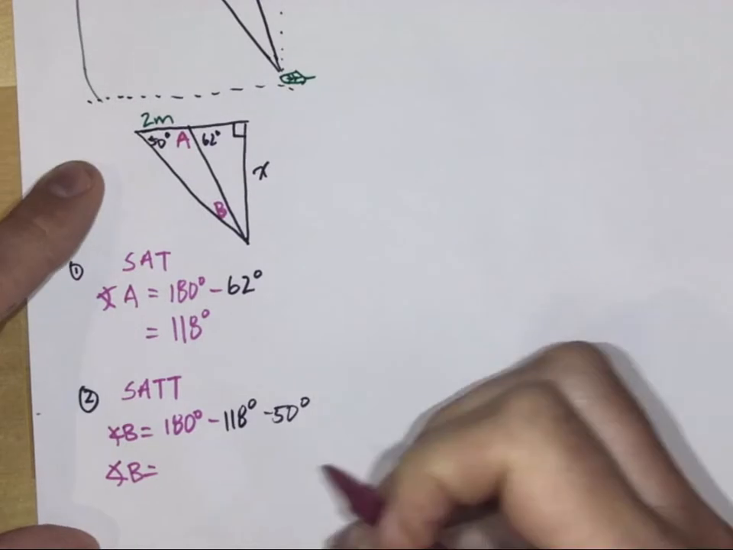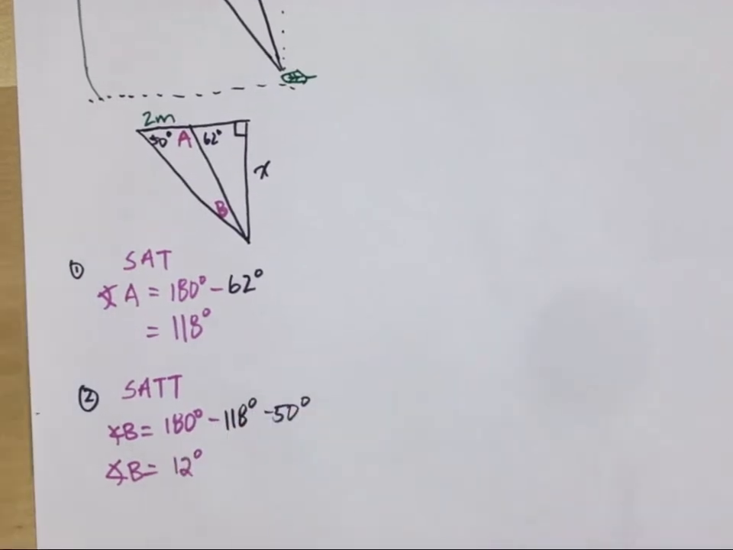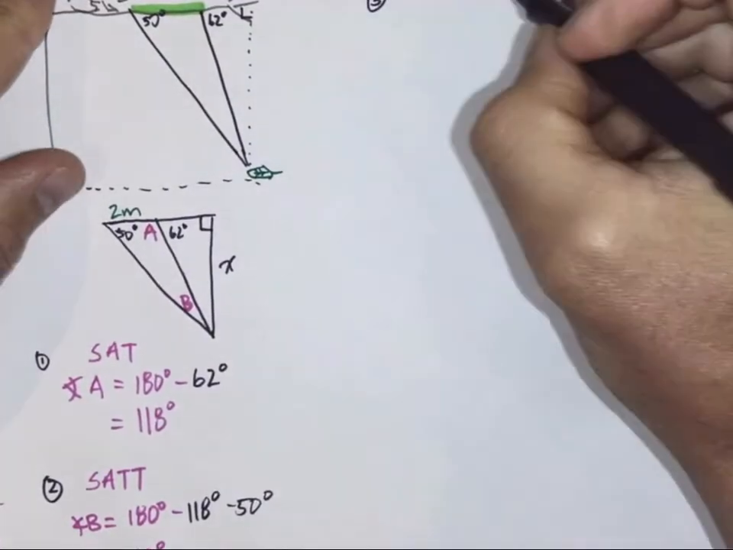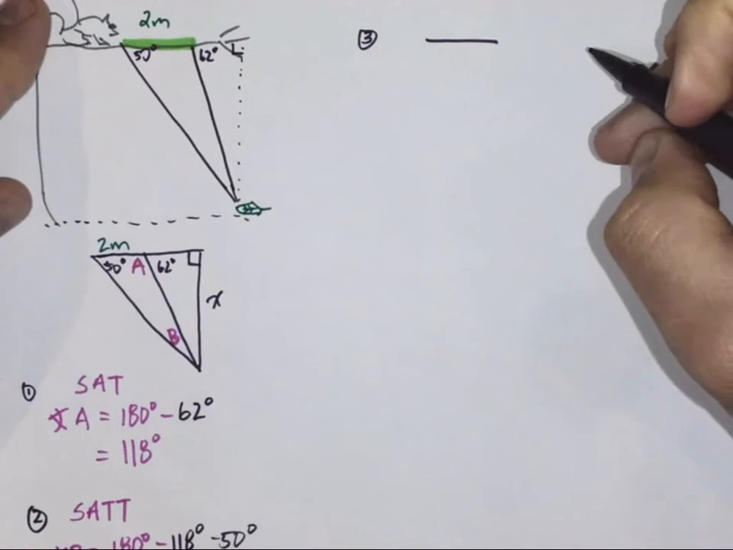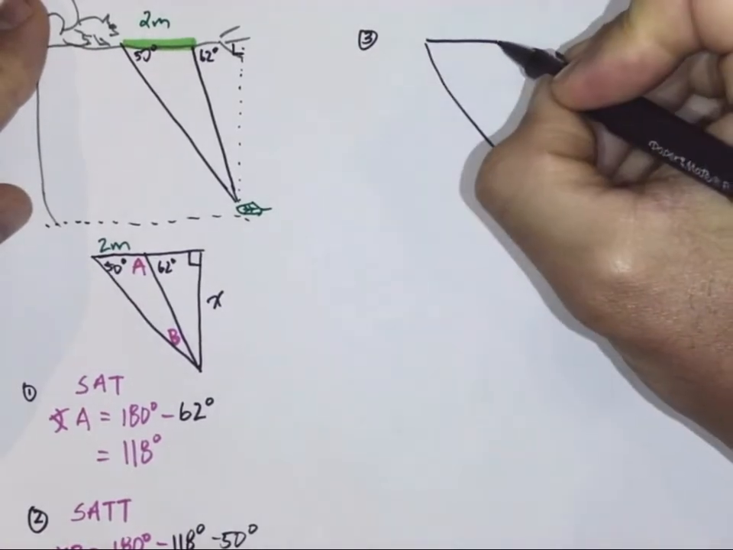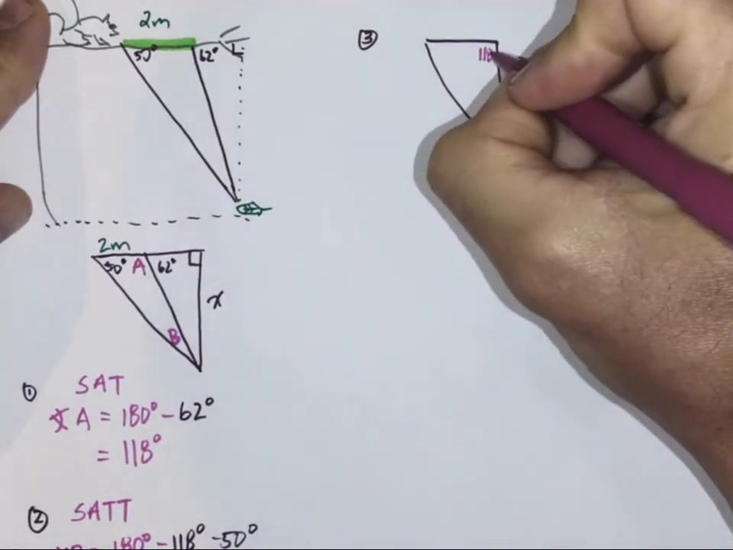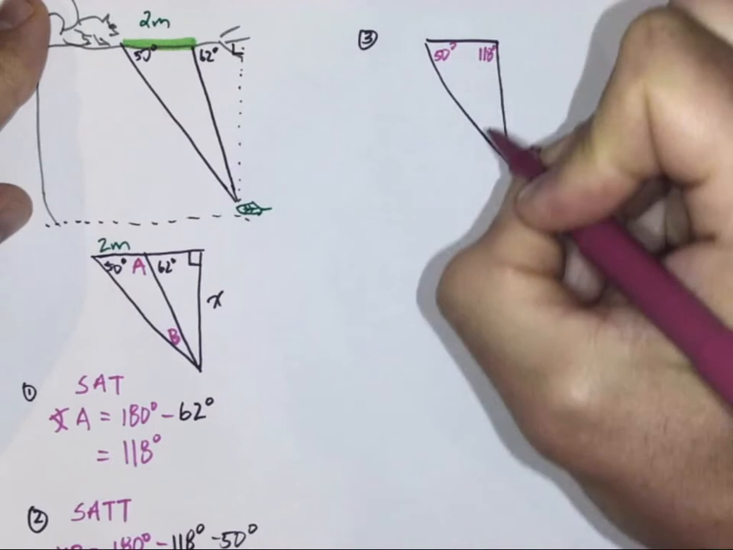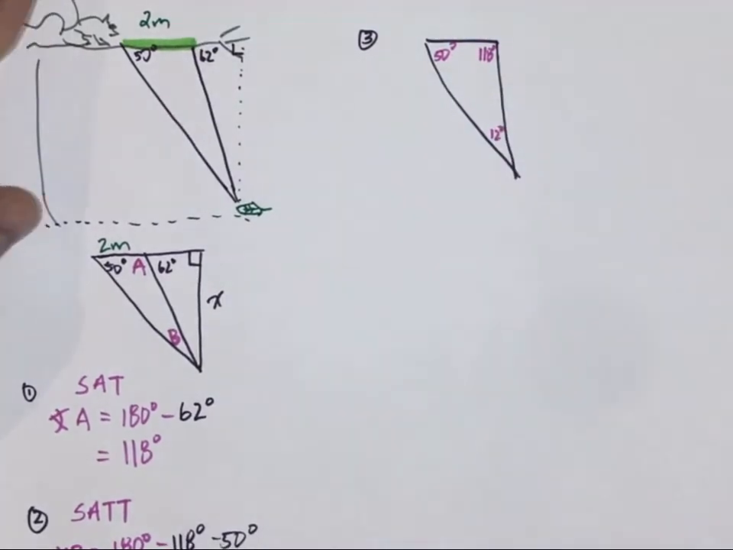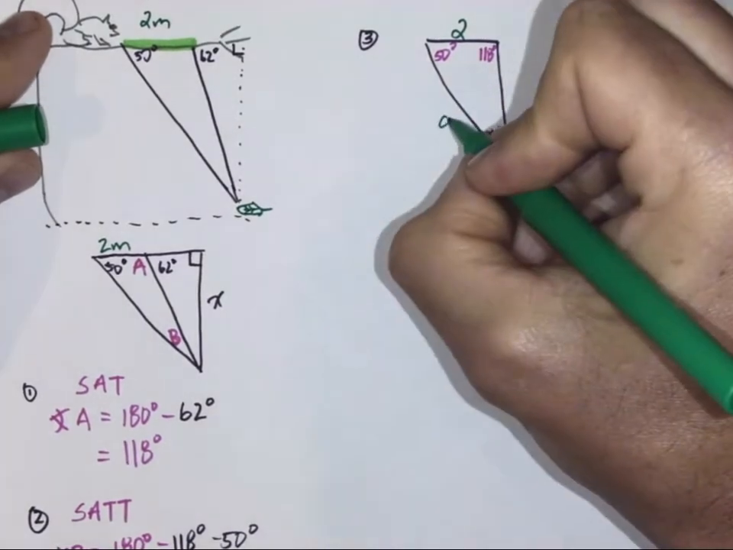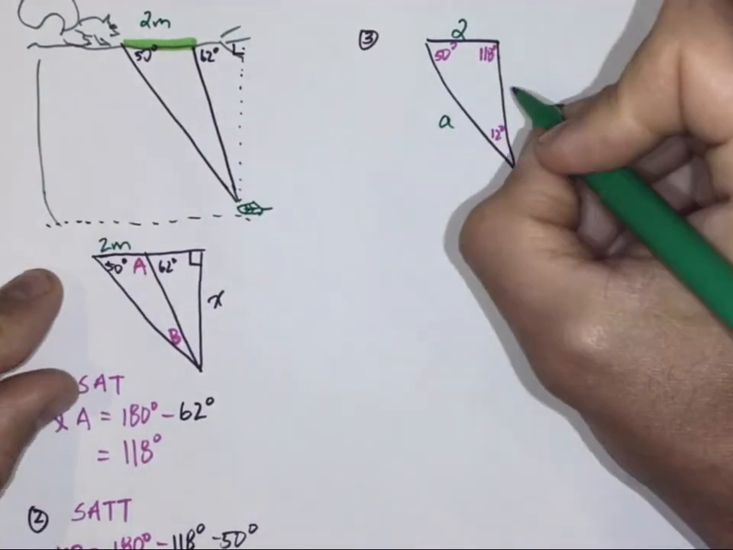And that tells us that angle B is 12 degrees. Okay, so now if we look at just this triangle, that's not 90, remember, that's 118, here's 50, and we just found this one is 12. We have our 2 meters, we have side A, and because these were A and B, I'm going to call this side C.